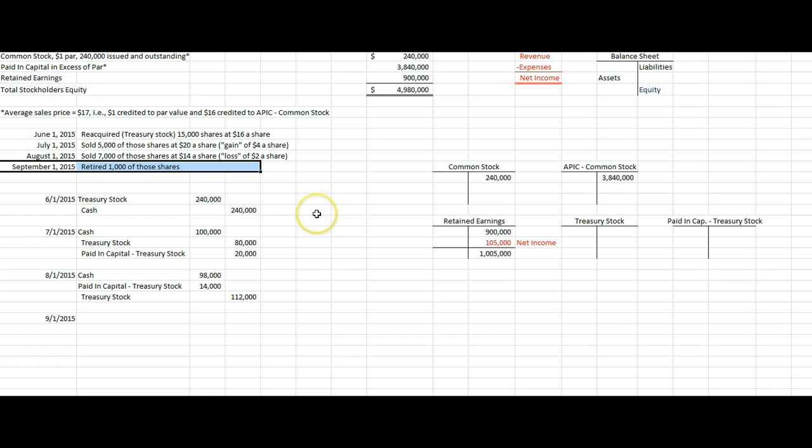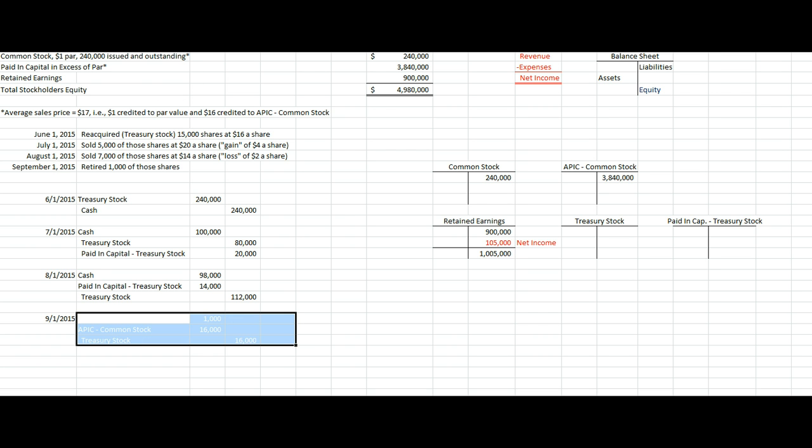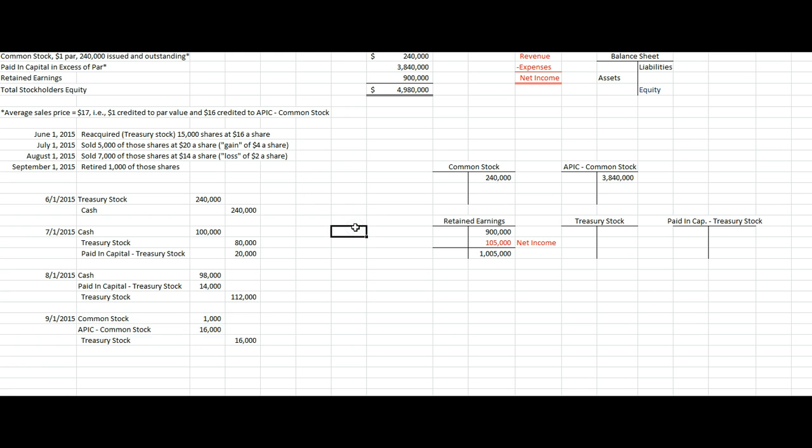Finally, let's retire 1,000 of those shares. Well, remember that we originally sold those shares at $17 each. So 1,000 shares times the $1 par means we're going to take $1,000 out of the par account. We also sold them at an average of $16 over the par account. So we'll take $16 times 1,000 shares, so we're going to take out $16,000 from the additional paid-in capital common stock account. Those shares were on our books at $16 a share, so we're going to take them off.